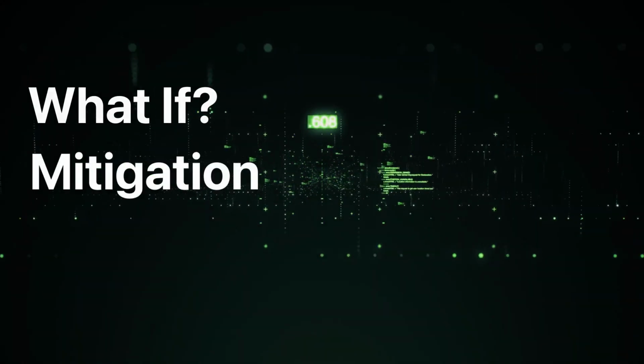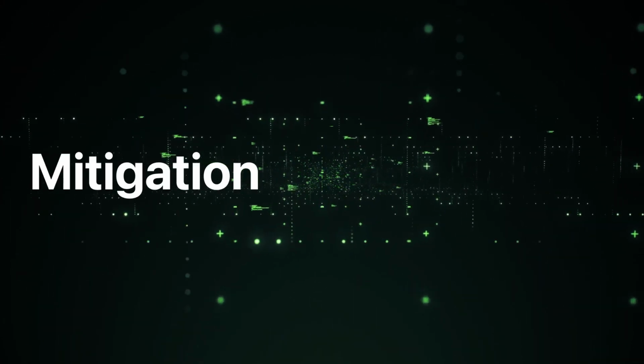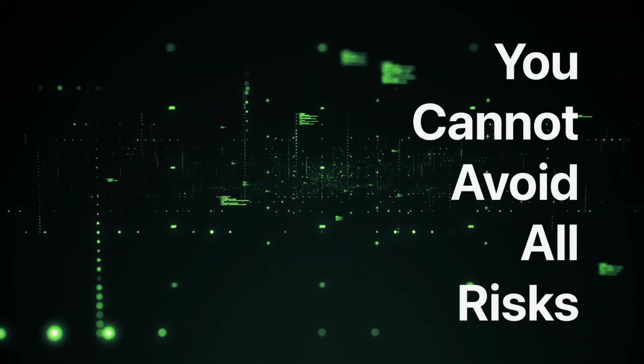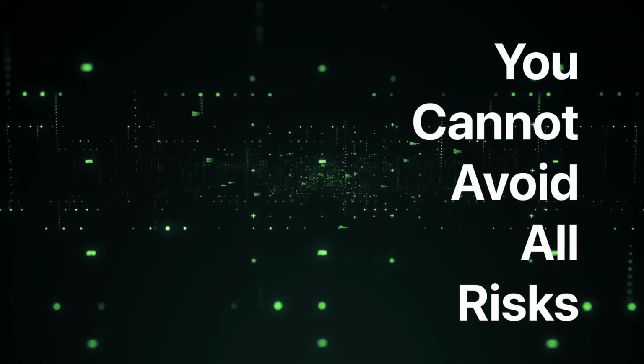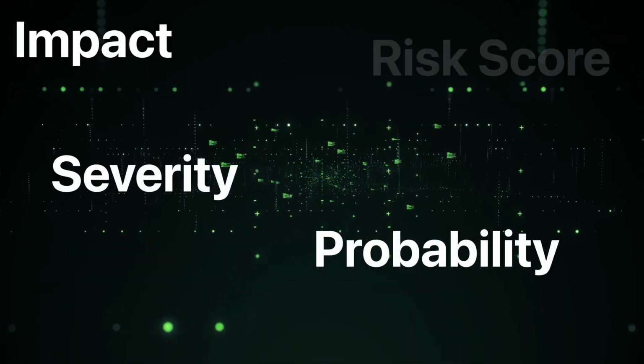Mitigation is really quite an important part of risk management. This is how we might avoid the risk. Now, we need to understand that you cannot avoid all risk. In many cases, you simply need to define how you will reduce the impact of the risk to your project. Impact, probability, severity, and risk score.